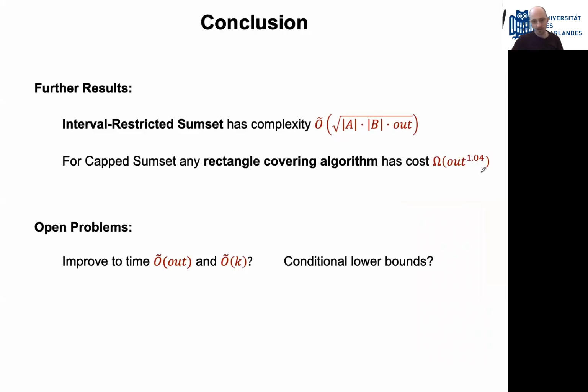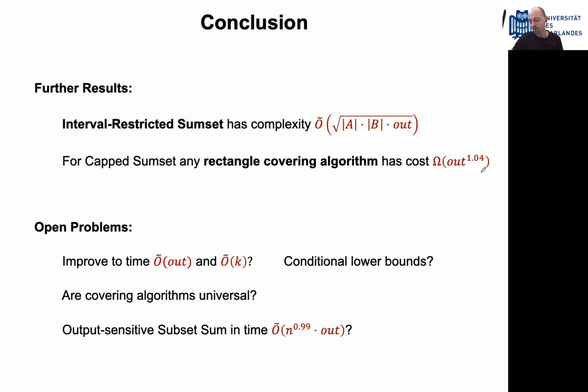Unfortunately, it's only a result about a restricted class of algorithms. It's not a conditional lower bound. So it's still open whether capped sumset and subset sum can be solved in near linear output-sensitive time, or whether we can find a superlinear conditional lower bound. We also don't know whether the approach that we have using coverings is universal, whether any algorithm can be written in this way, or whether there are very different kinds of algorithms.